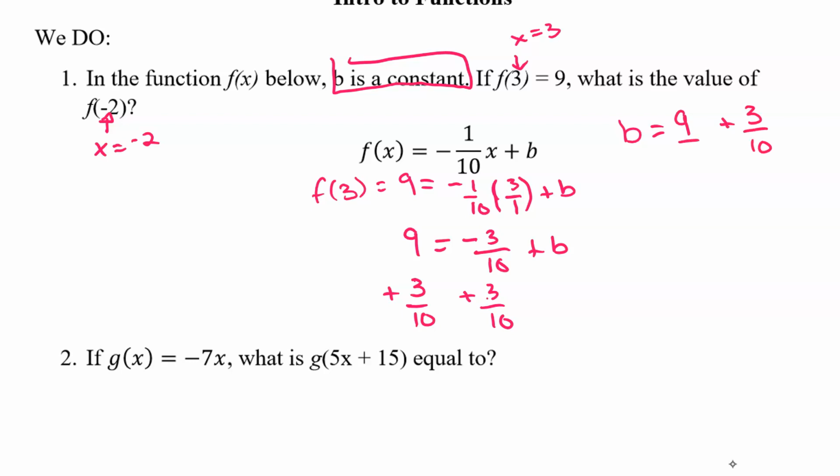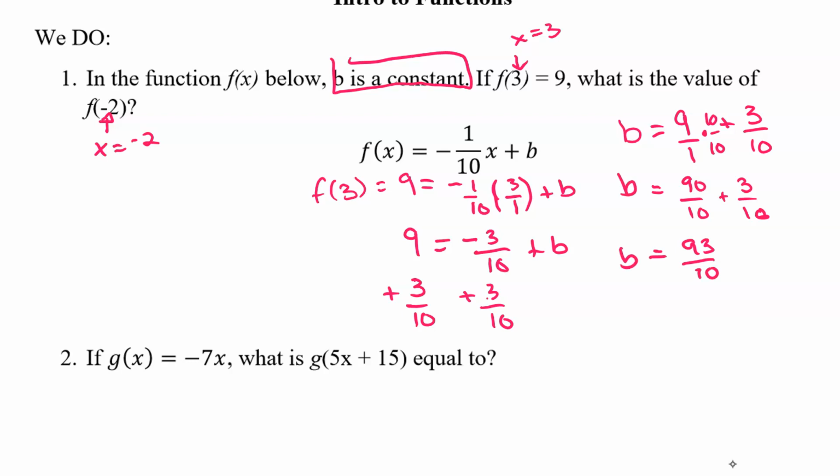Whole numbers are like divided by 1. So we're looking for the least common denominator between 1 and 10, and that would be 10. So we're going to multiply the first number by 10 over 10. Then we'll have 90 divided by 10 plus 3 divided by 10. That's going to give us 93 divided by 10 for our b.